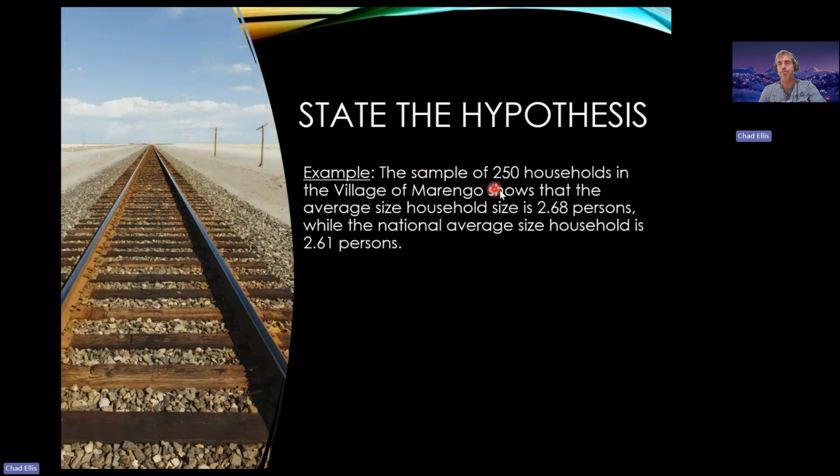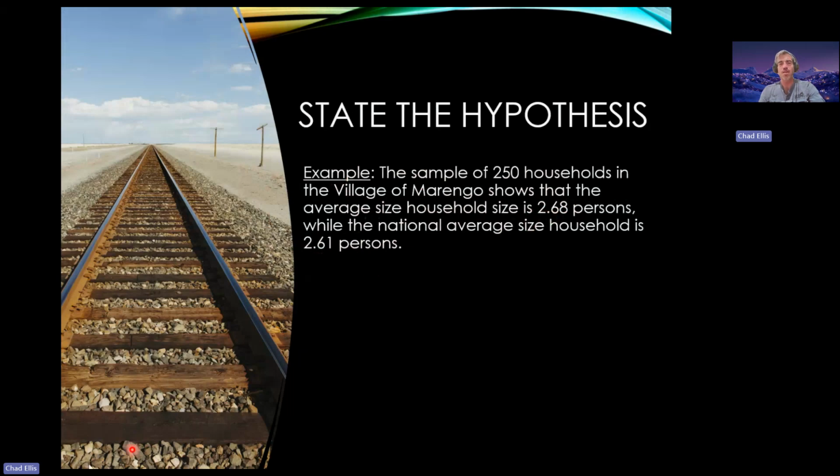Imagine you take a sample of 250 households in the village of Marengo. I picked this village of Marengo; this is where I grew up in Saskatchewan. From this sample of 250 households, you found the average size household has 2.68 people. That's the mean number of people in each household. Now you want to compare this to the average national size of a household, which is 2.61. So there's a difference between the sample mean and the overall population mean, in this case being Canada, the national average. But you're wondering whether this difference is trivial or whether it's significant.